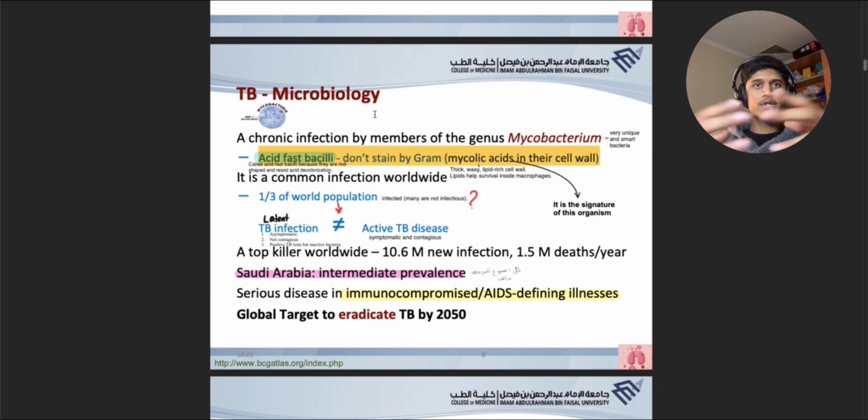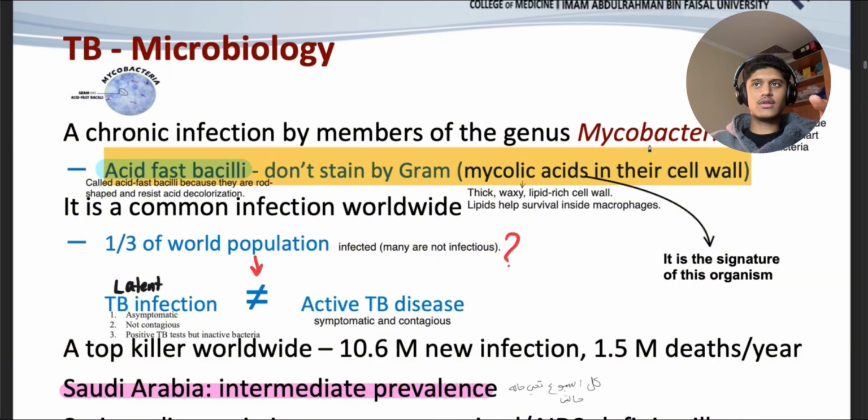So moving to the microbiology of TB. It's a chronic infection by members of the genus Mycobacterium. So it is a bacteria, and the myco itself came from the mycolic acid in their cell wall, and this gives us an indication of other factors and tests that we will see further in this lecture.